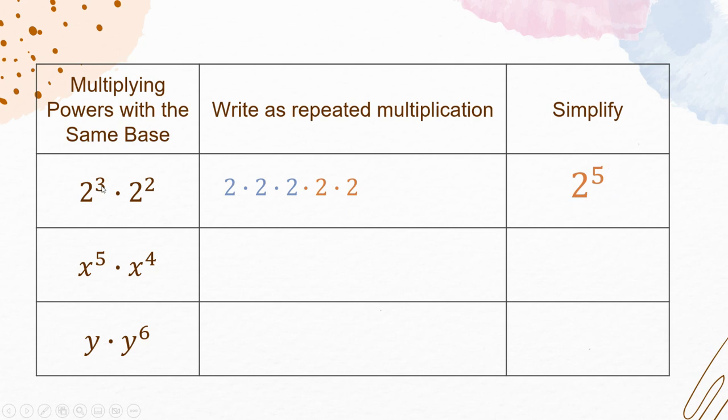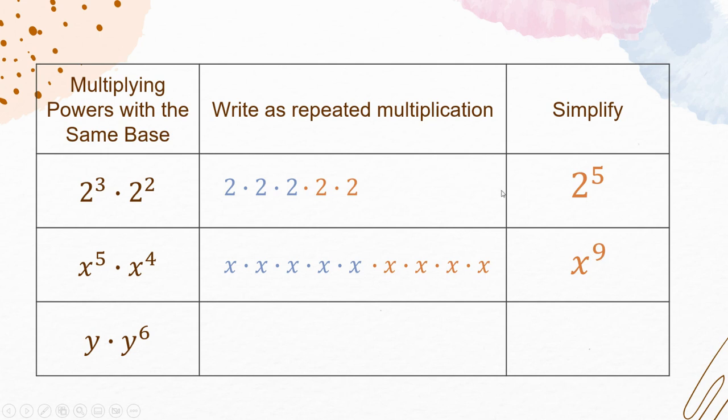So 2 to the third times 2 to the second actually gives us 2 to the fifth, because when we write it out as repeated multiplication, we notice that we're multiplying our base by itself 5 total times. Looking at the next one, I have x to the fifth times x to the fourth. Again, I'll write it out as repeated multiplication. X to the fifth is x times itself 5 times, and x to the fourth is x times itself 4 times. When I simplify, it's x to the ninth power. There are 9 total x's here, and I'm multiplying them all, so I have x to the ninth power.